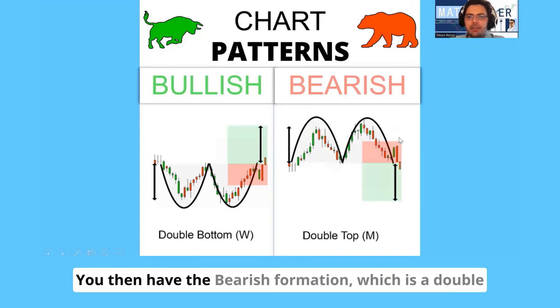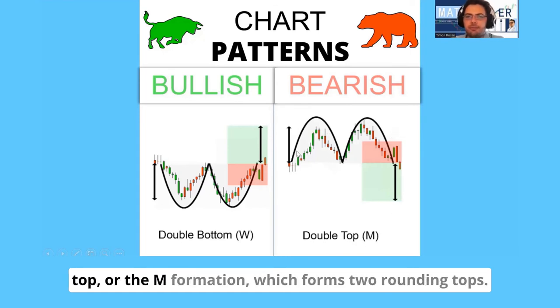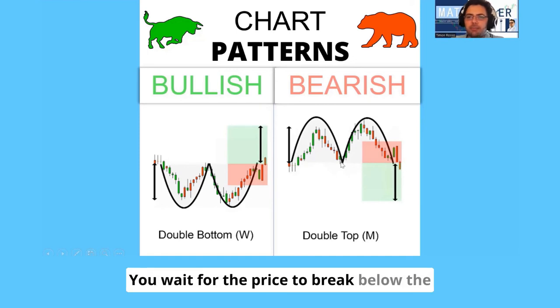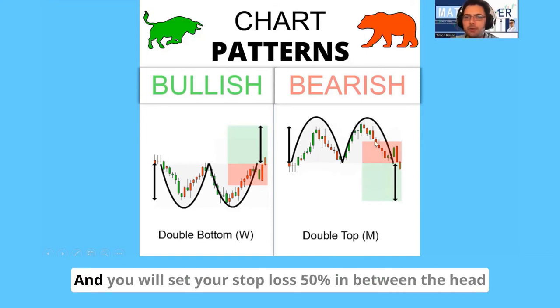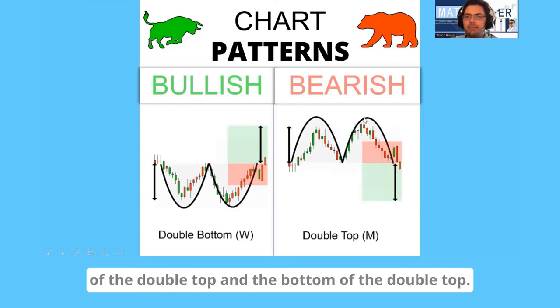You then have the bearish formation, which is a double top, or the M formation, which forms two rounding tops. You wait for the price to break below the neckline, and then you will hold on to your trade as you expect the price to drop, and you will set your stop loss 50% in between the head of the double top and the bottom of the double top.